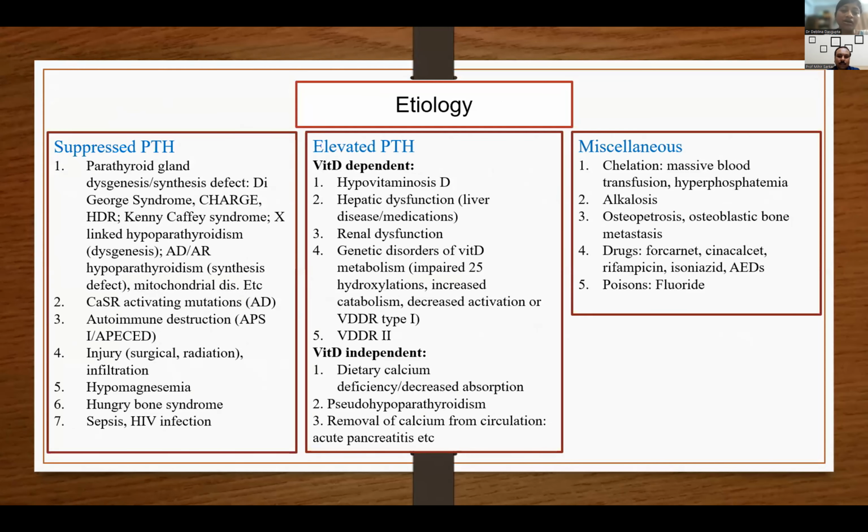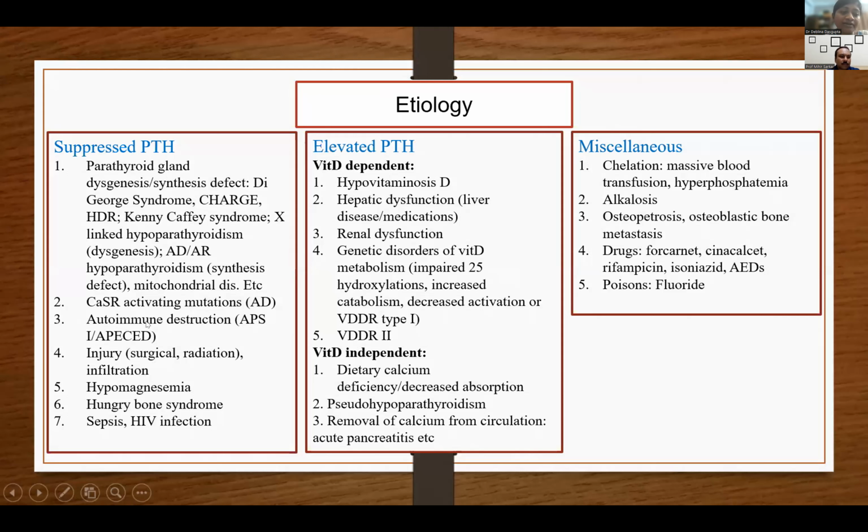So what are the various conditions that can give rise to hypocalcemia? Broadly, keep in mind, hypocalcemia can occur due to suppressed PTH. Hypocalcemia can occur even when the PTH is elevated, and there are miscellaneous conditions that do not affect the PTH level. So if there is hypocalcemia and there is suppression of PTH, it means that probably there is something problematic with the parathyroid gland. Either it was not developed properly, or there is a parathormone synthesis defect that can occur in a whole lot of syndromes, which I'm not going through here due to lack of time. Again, as I told earlier, calcium sensing receptor activating mutations can also suppress PTH secretion, and that can also give rise to hypocalcemia.